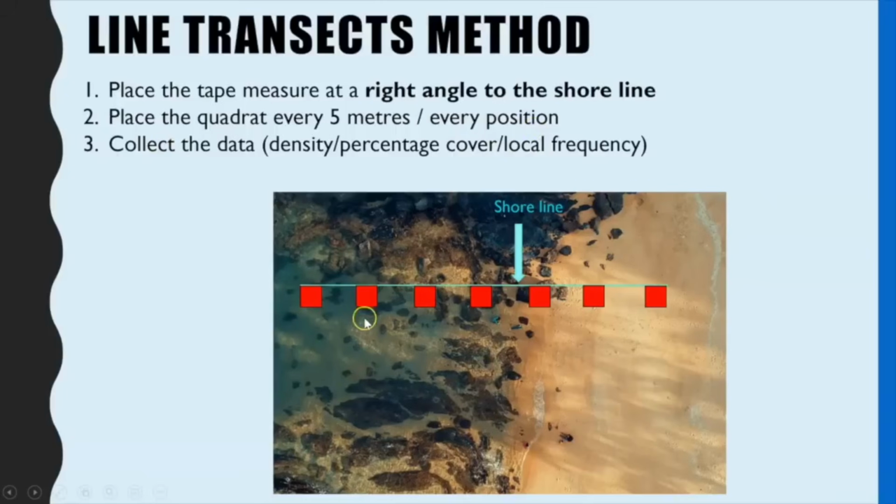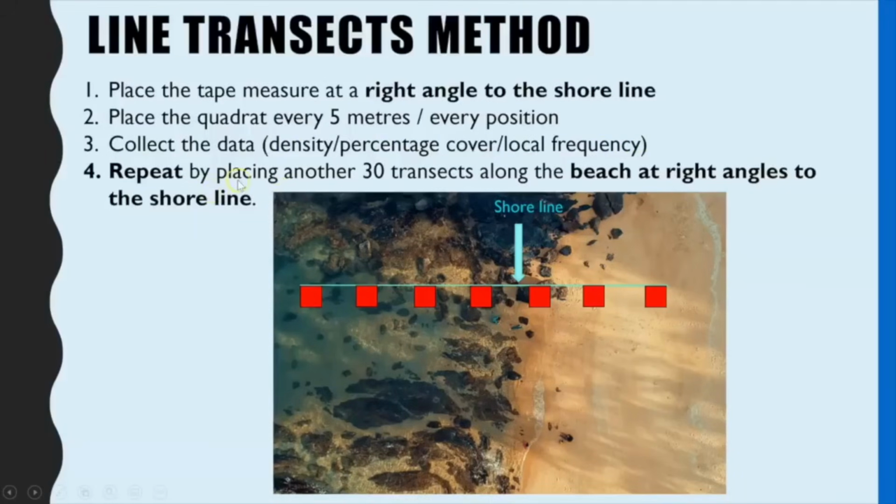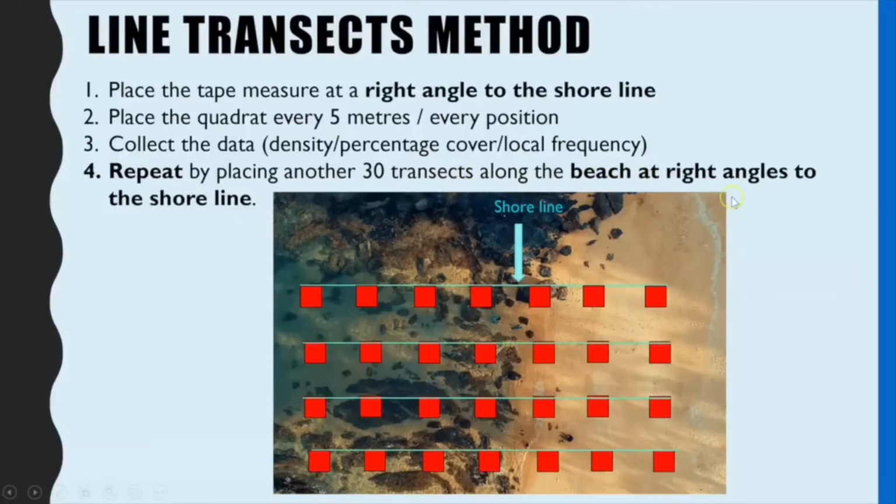And again, when you place it, you would need to say what type of data you are collecting: density, percentage cover, or local frequency, which is coming up in a few minutes. The last one, again, is repeat another 30 times, or 30 in total. But this is another one where you have to be really precise with how you describe the position of your repeats. So you need to repeat by placing at least another 30 transects along the beach, but again, you have to emphasize at right angles to the shoreline. So I've fitted on here another 3 repeats. You need to ideally have 30 going all the way along that beach at right angles to the shoreline.